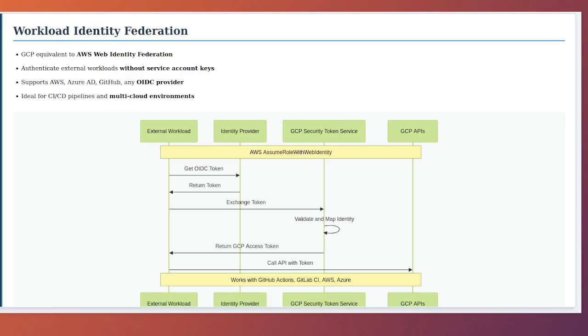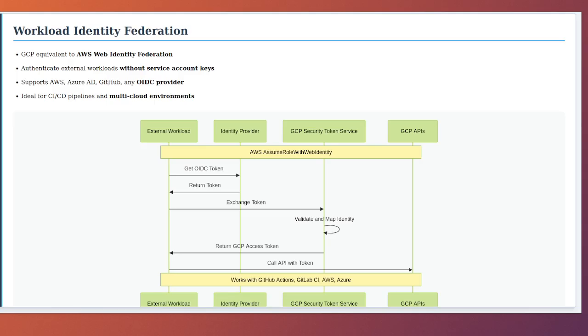The diagram on the slide illustrates this flow for both AWS and GCP. In AWS, the external identity gets a token from GitHub OAuth OIDC, calls assume role with web identity, and receives temporary credentials. In GCP, the external identity gets a token from GitHub OAuth OIDC, exchanges it at the Security Token Service, and receives a federated access token that can be used directly or exchanged for a service account token.